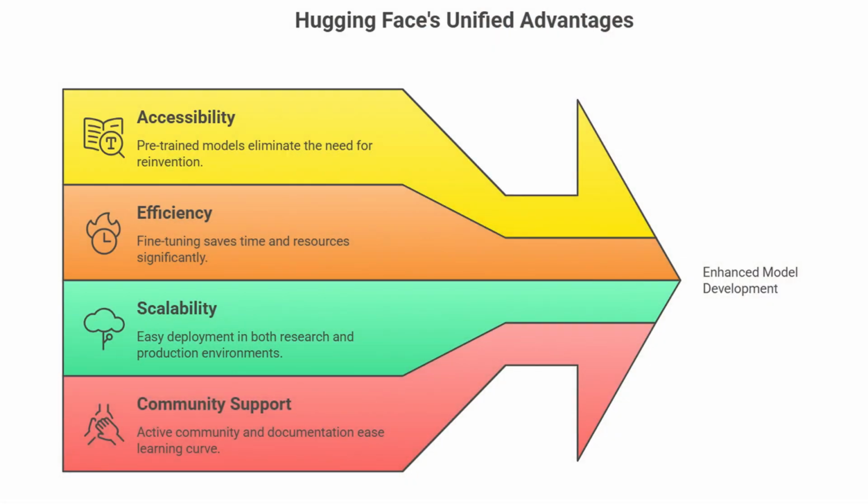Here are some of the advantages of Hugging Face. Accessibility: you don't need to reinvent the wheel, pre-trained models are available. Efficiency: save time and resources by fine-tuning instead of training from scratch. Scalability: models can be deployed easily in research and production. Community support: active contributors and documentation make learning smoother.